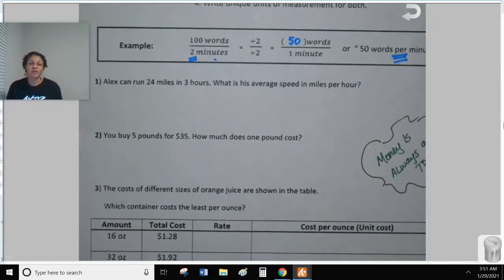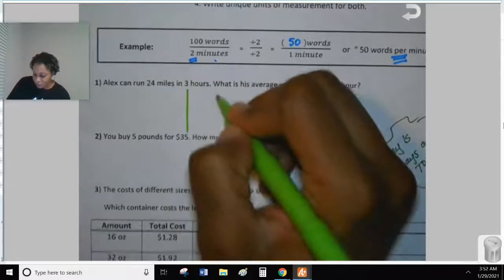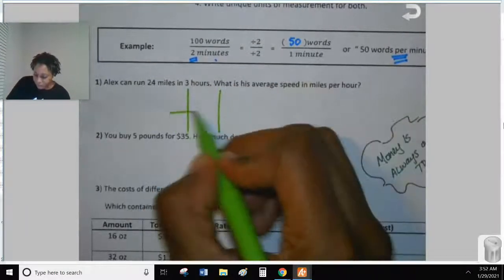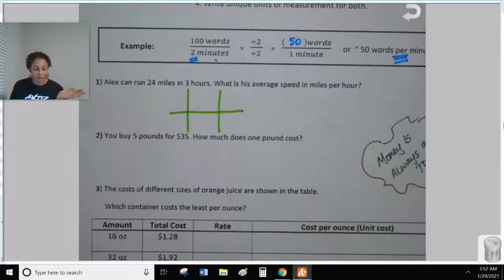Alex can run 24 miles in 3 hours. That's a rate, okay? Miles and hours. We're comparing two units. What is the average speed in miles per hour? Per hour. Okay, so when we're talking about ratios, rates, unit rates, we're always going to use this thing called an H chart. Why is it called an H chart? Because it looks like an H, duh. So we're going to make an H chart. Okay, that's my H.